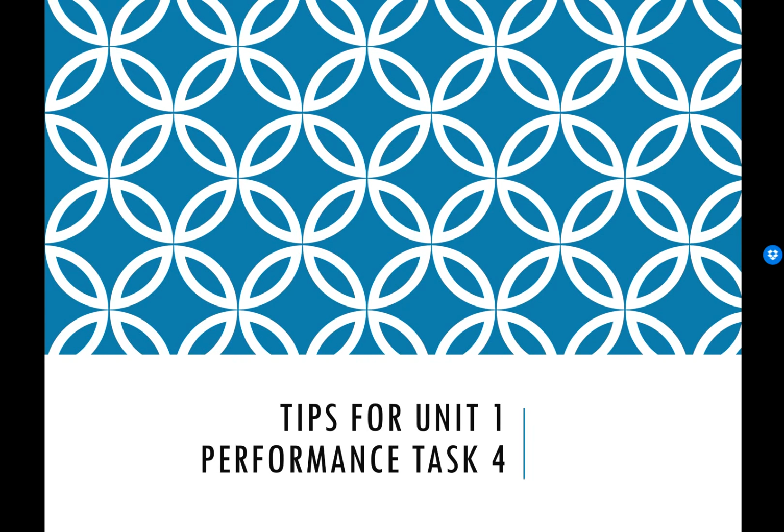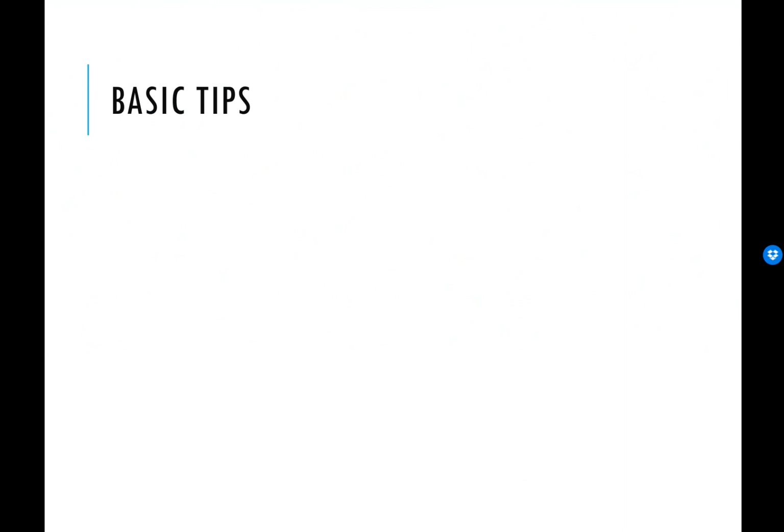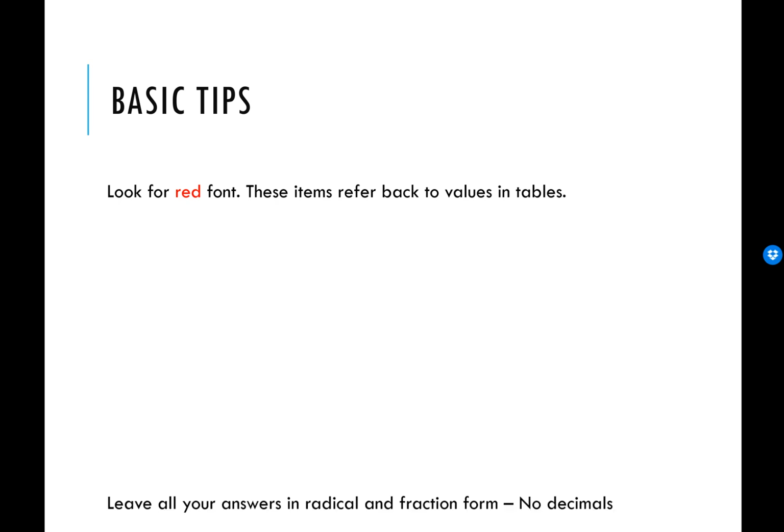For completing performance task 4, which is the Sierpinski triangle performance task, some real basic tips when you're going through the task in Haiku is, first of all, look for anything that's red font. These items are going to refer back to tables that are values that you are creating in your tables. And your tables are posted online, but you're also going to have a piece of paper that you can write your work in for those tables.